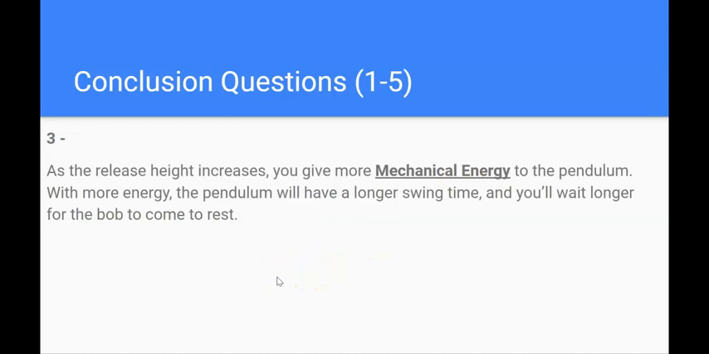Question number 3, again, if you change the release height and make it higher, you're actually giving the system more mechanical energy, which means it's going to take longer for you to wait for the pendulum to stop swinging and come to rest.